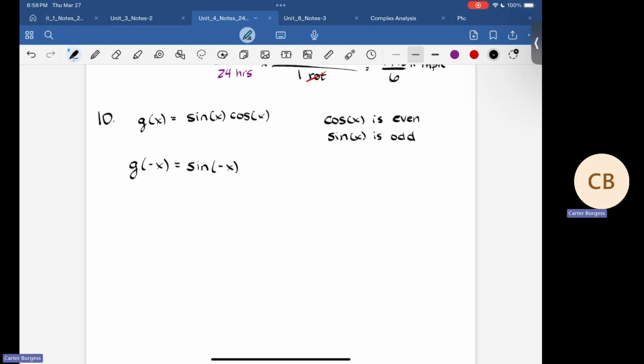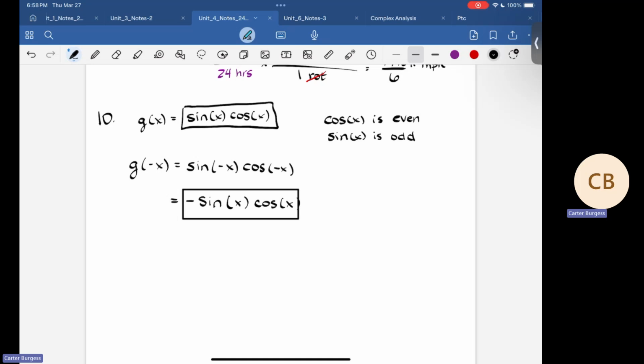What happens after we plug in negative x? Well, we know that sine is going to let that negative migrate out. So we get negative sine of x. And cosine is going to essentially let that negative fizzle. That negative almost just disappears from cosine. And if we're comparing the current function that we have when we plug in negative x with our original, you'll notice that it is the negative version. We have essentially just multiplied by -1. Therefore, this function is odd.